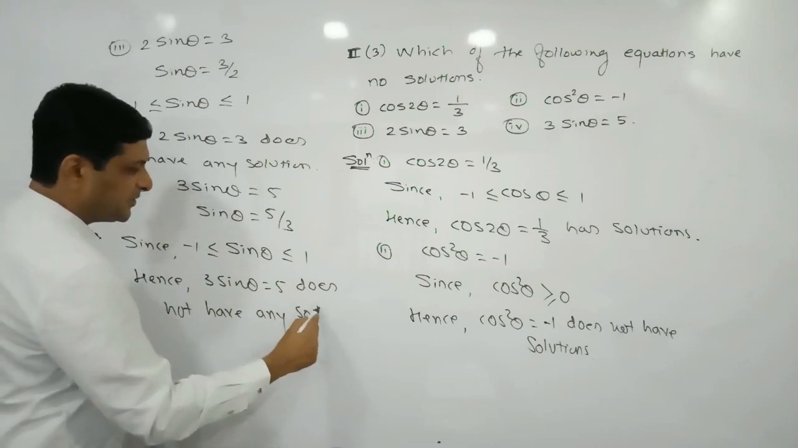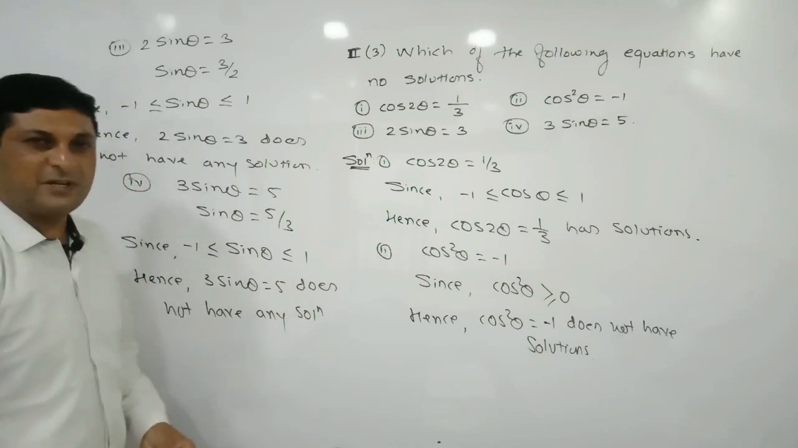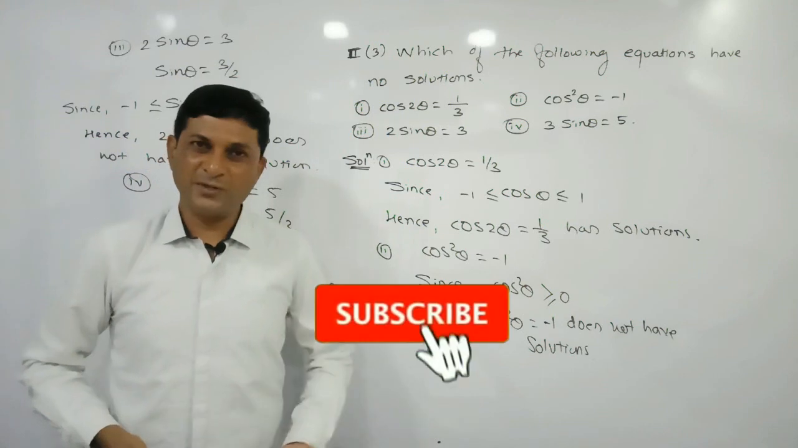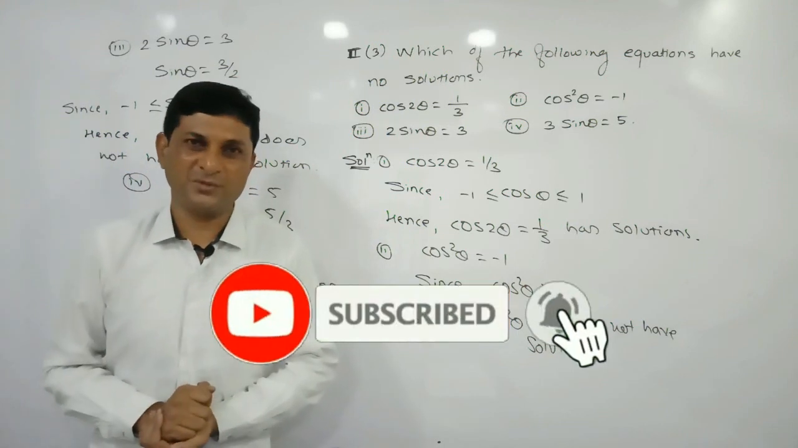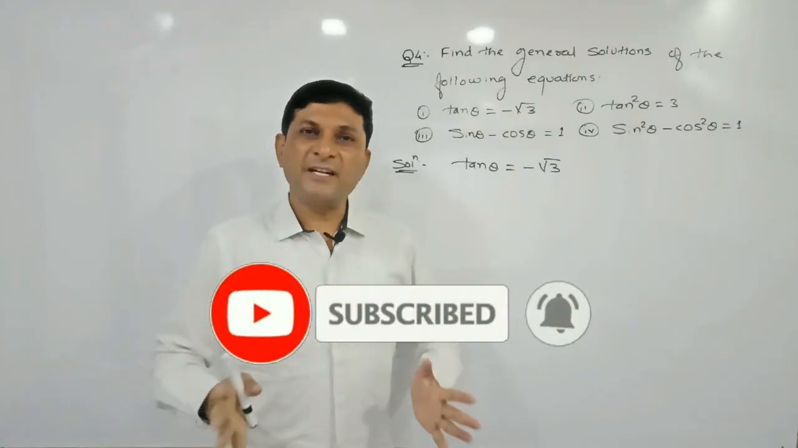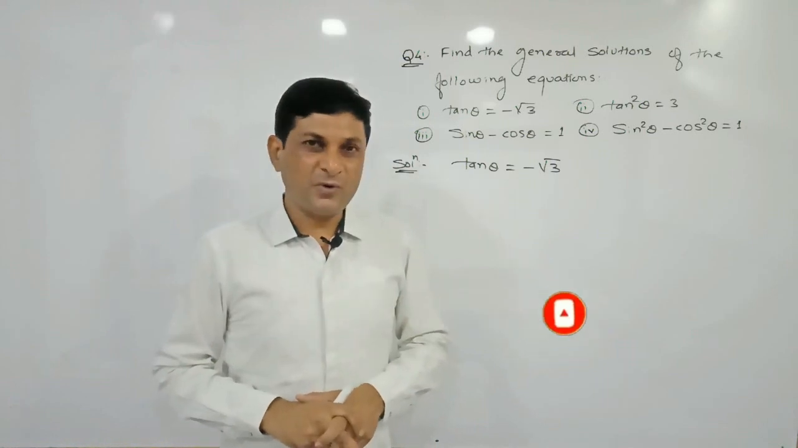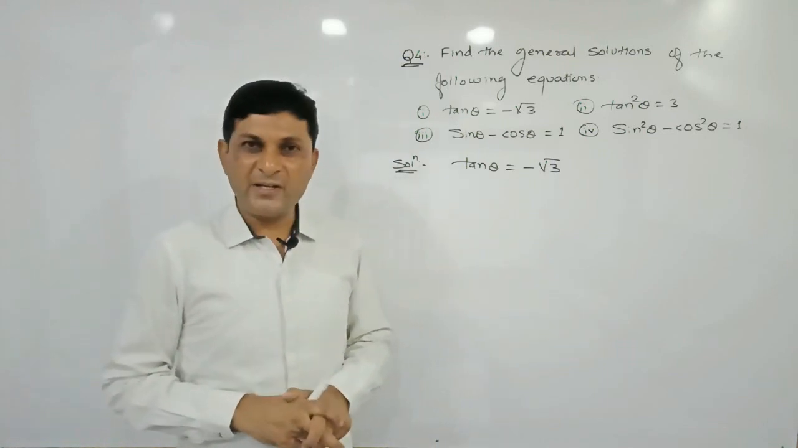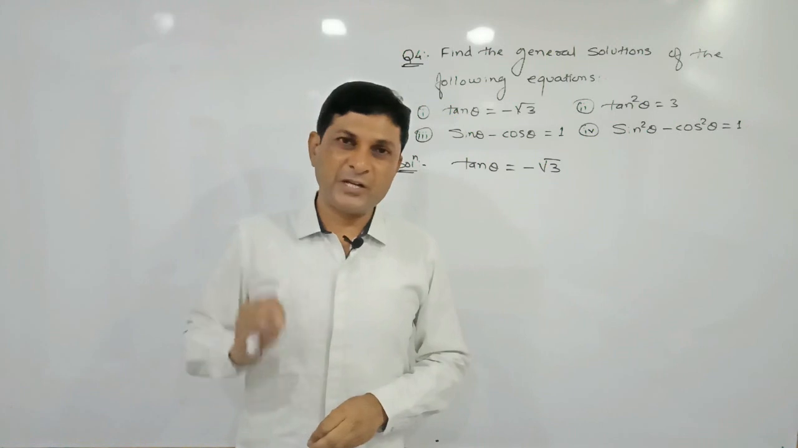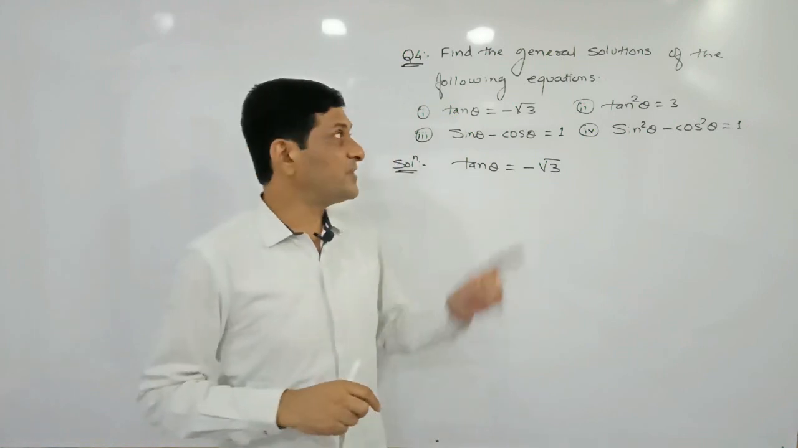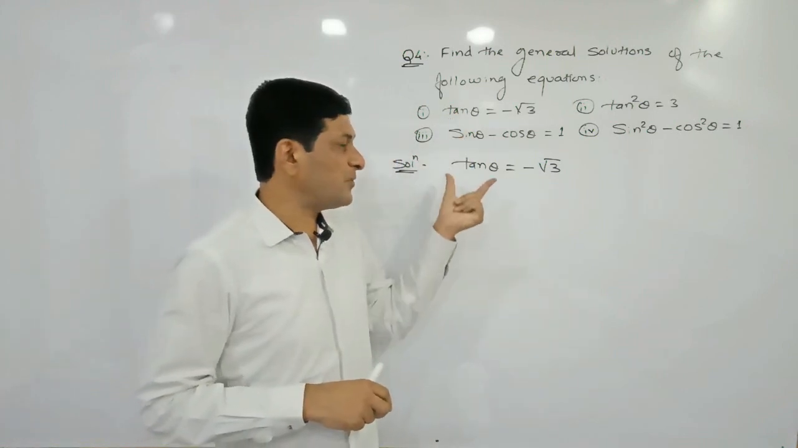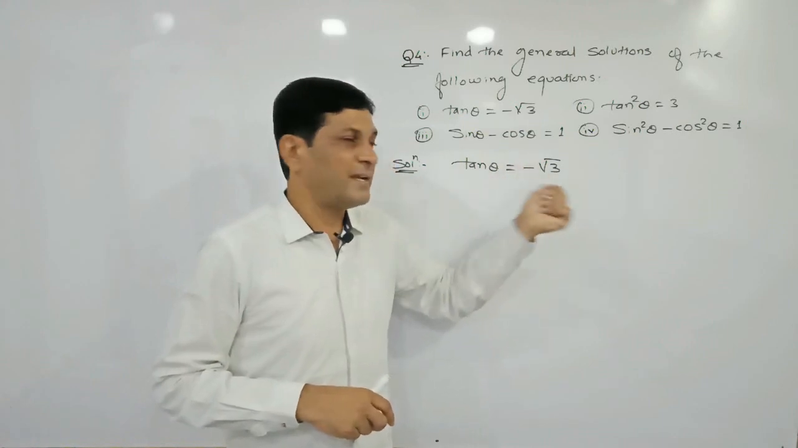In this way, we are simply able to check whether the given trigonometric equation has a solution or does not have a solution. Now let us start with question number 4. In question number 4, we have to find the general solutions of the given trigonometric equations. In the first example, the given trigonometric equation is tan theta is equal to -√3.